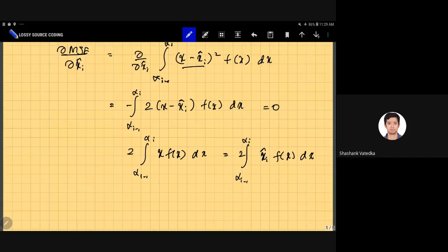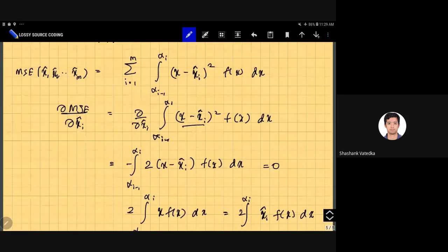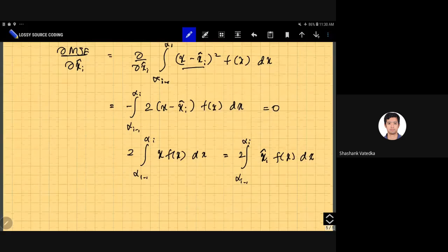Okay, there will be no summation because all the other terms in the summation will depend on other alpha j's, right? So for example, if I am taking the partial derivative with respect to alpha 1, then only the first term in the summation contains alpha 1. The first term will contain x1 hat. The other terms will contain x2 hat, x3 hat, and so on. Okay, any other questions?